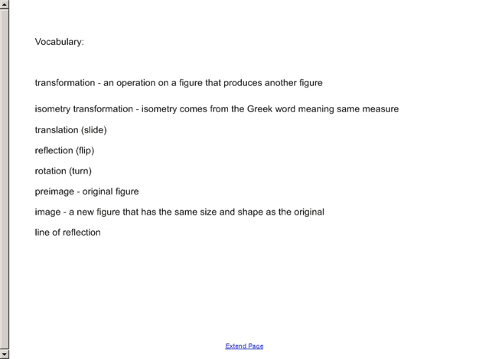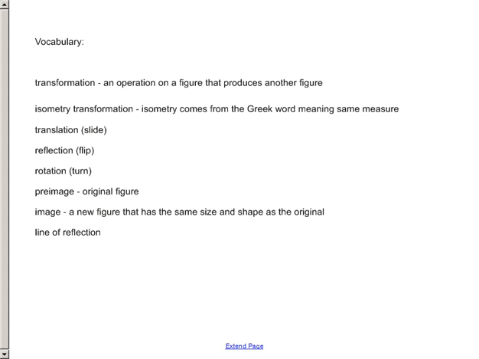And then rotation, which is a turn. Objects rotate around a point, and they can rotate in the direction that the clock hands move, which is called clockwise, or in the opposite direction, which is called counterclockwise. And you'll see examples of these.